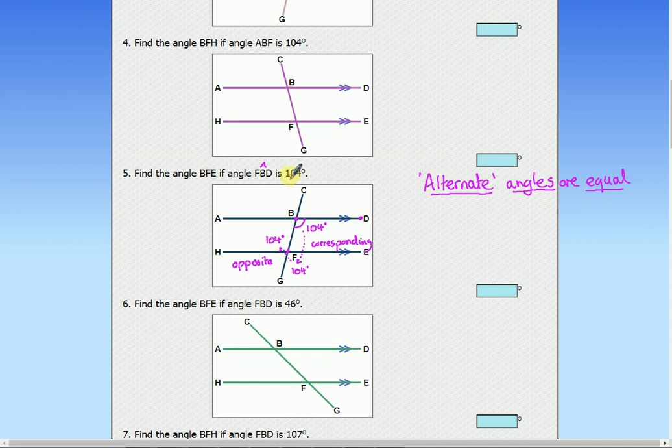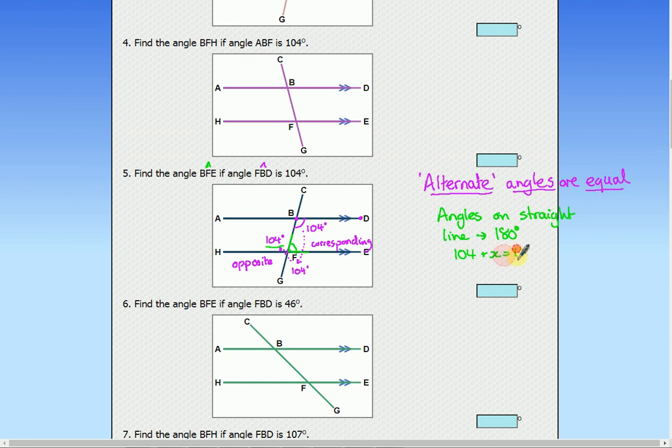And finally, what they're looking for is the angle. Let's check what they want. They want the angle BFE, B to F to E. That's what they've actually asked for. So we've got the line, we've got 104 here by alternate angles, and we need this angle here. So again, angles on a straight line make 180 degrees.